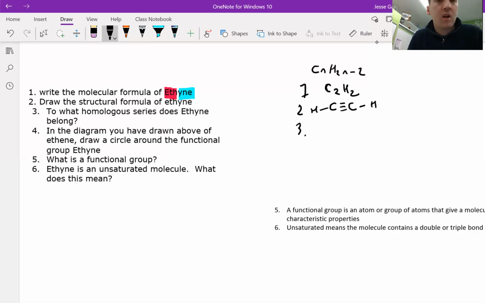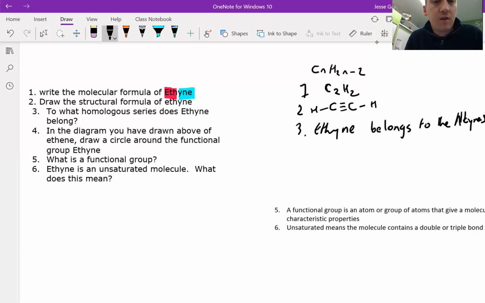Question 3. To what homologous series does Ethyne belong? Ethyne belongs to the alkynes. Ethyne belongs to the homologous series alkynes.